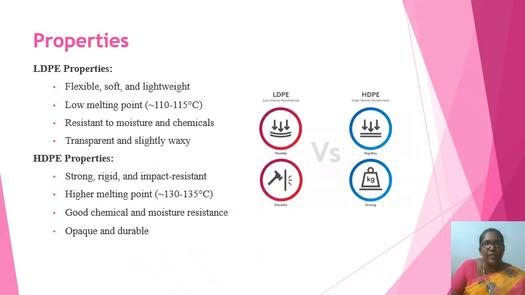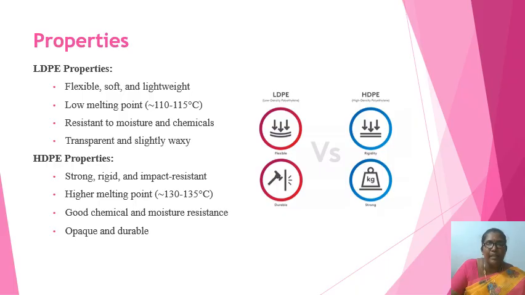Next, we are going to see the properties of low density polyethylene and high density polyethylene. Low density polyethylene is very flexible, soft and lightweight. It has a melting point of about 110 to 115 degrees Celsius. It is highly resistant to moisture and chemicals. It is transparent and slightly waxy.